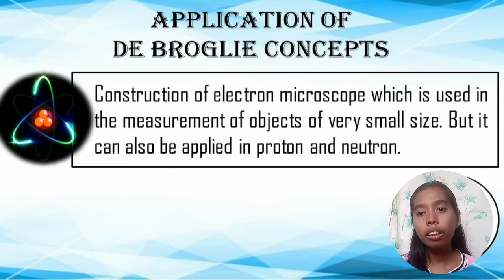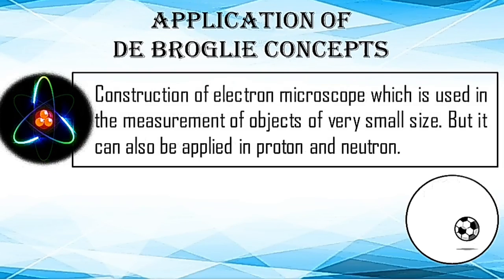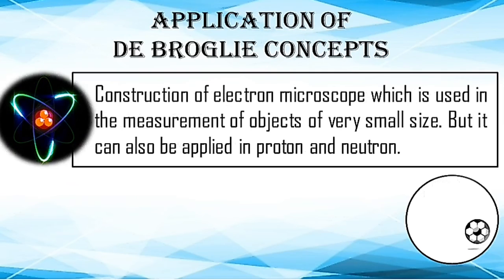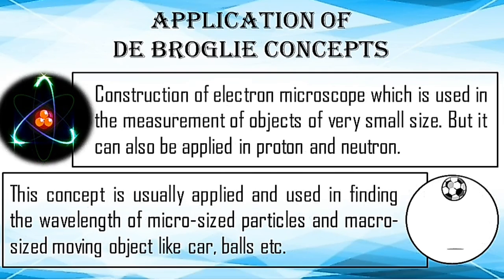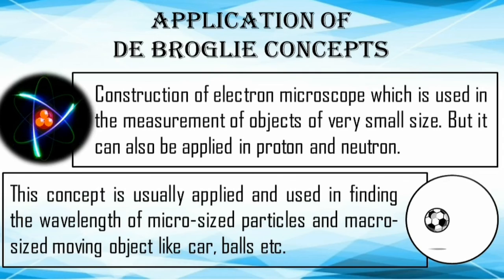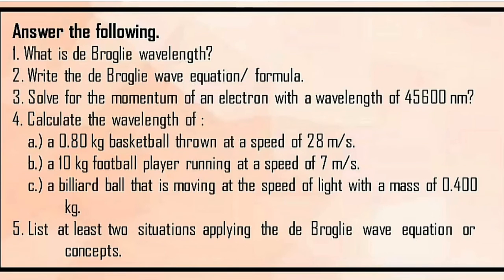But not just in electron, it can also be in proton and in neutron, and other micro-sized particles and macro-sized moving objects like cars, balls, and etc. So for the last part of this lesson, please answer the following. And for your assignment, please answer this one.